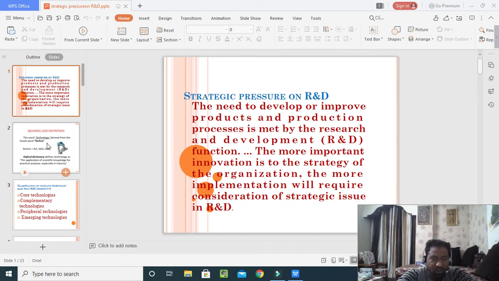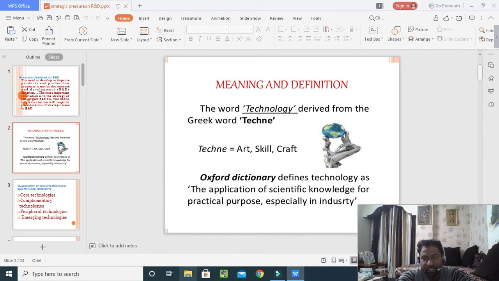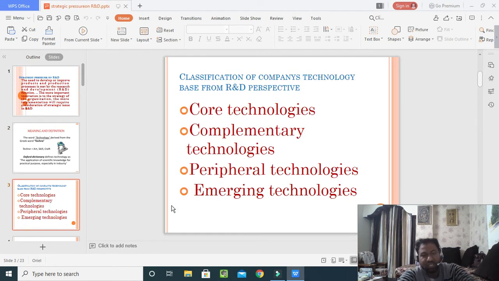So here we'll go for the strategic. The word technology derived from the Greek word techne. Techne means an art or skill or craft. According to the Oxford Dictionary, technology is defined as the application of scientific knowledge for practical purpose, especially in industry. In a particular industry, whatever the specialization will be there, we are going to work on it.